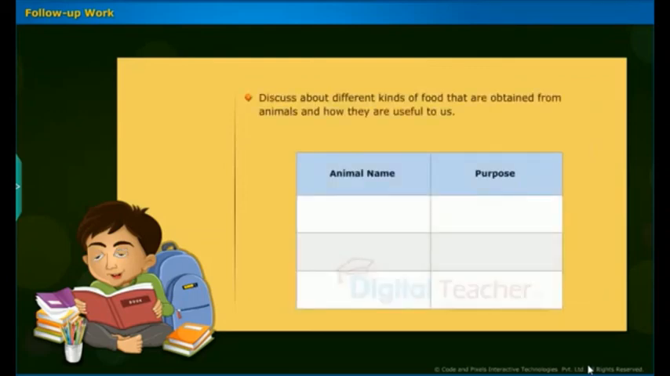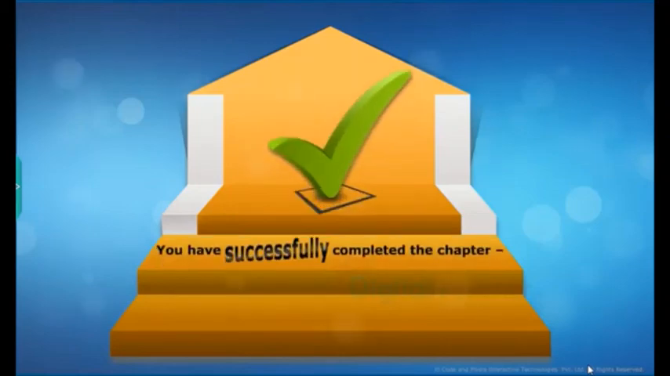Discuss the different kinds of food that are obtained from animals and how they are useful to us. You have successfully completed the chapter Crop Production and Management.